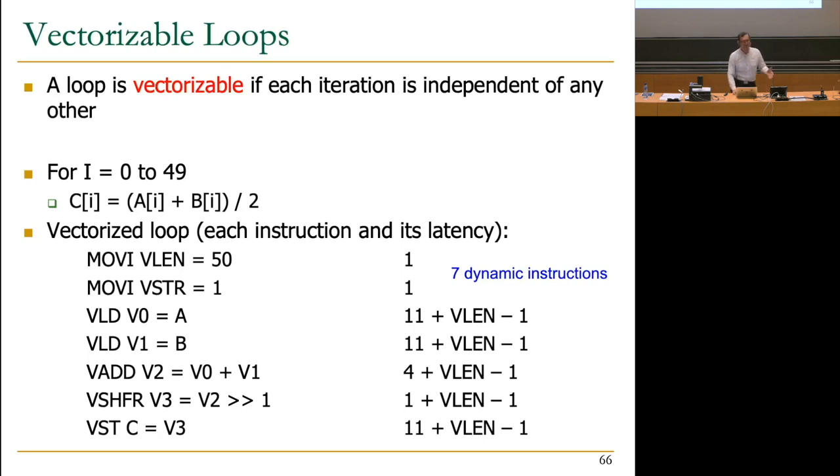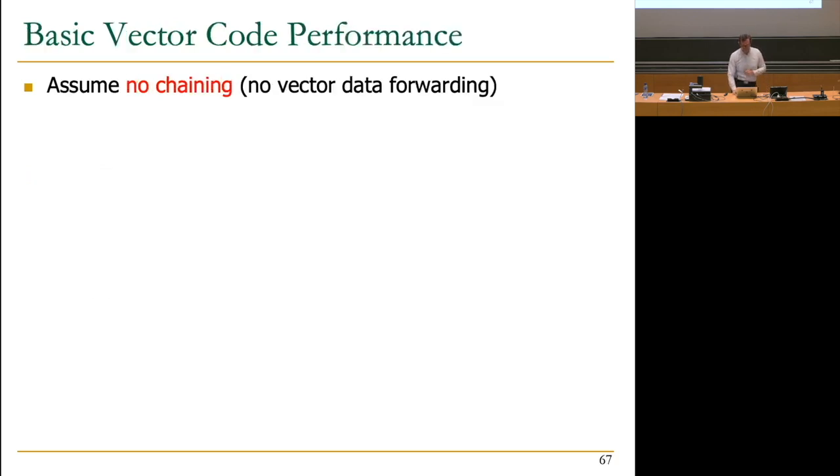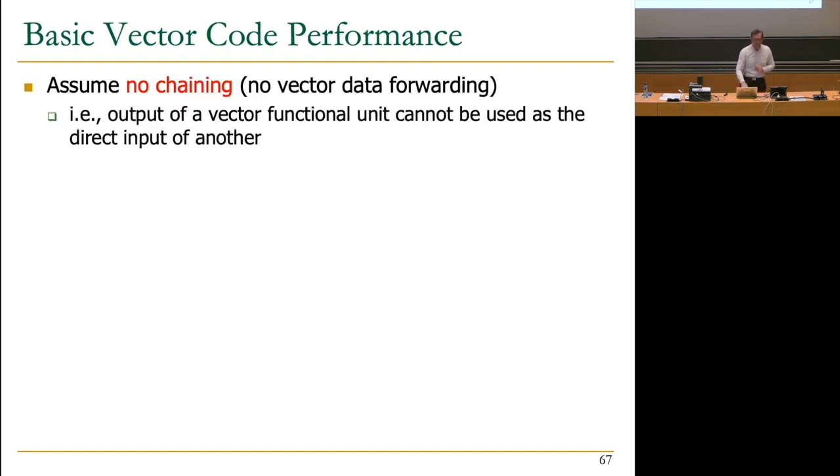Okay, so now let's take a look at how long it takes to execute this code. Initially, we're going to assume a very simple vector processor, not even forwarding of data. So this is called chaining in vector processing. I don't like this terminology necessarily, but you will see why it exists. There's no data forwarding between vector functional units. You have to finish all vector length of operations in one functional unit before you can start another operation on the same vector register, essentially.